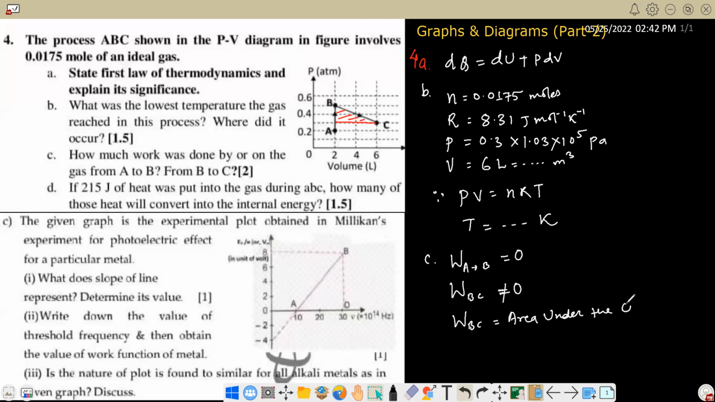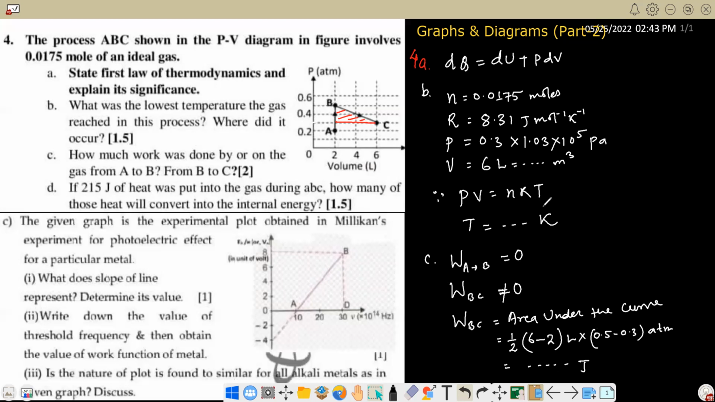The curve, okay, so this is your 1 by 2. What is your base? This one is 6 minus 2. You have to bring it into meter cube, okay, be careful about that one. And the pressure difference is this, this is your 0.3 and this is 0.5, okay, 0.5 minus 0.3. I just wrote atm here, so convert all these parameters and finally you will get this value in terms of joule. Okay, this is so simple to calculate.